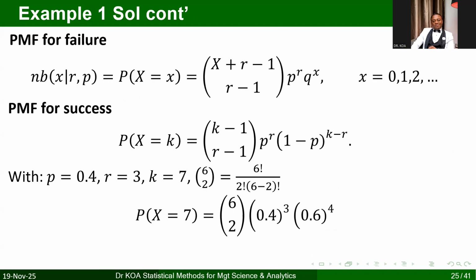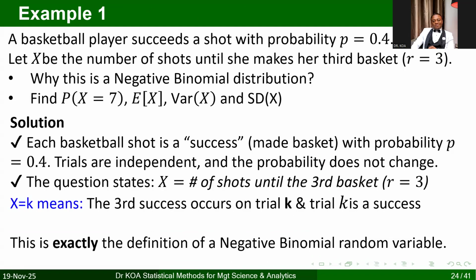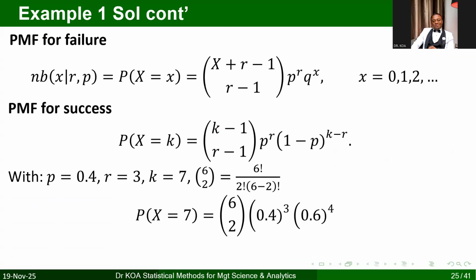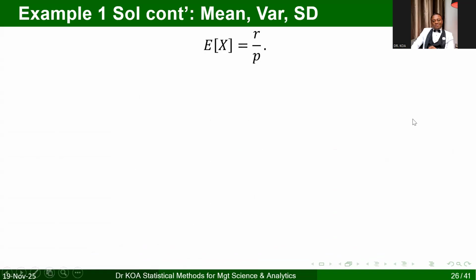Let's look at the mean, because it says you should find the expected value of x, the variance of x, and the standard deviation of x. Let's start with the expected value. We know the formula for the expected value here. So this would be 3 over 0.4. That gives you 7.5. That's it, so that's the mean.